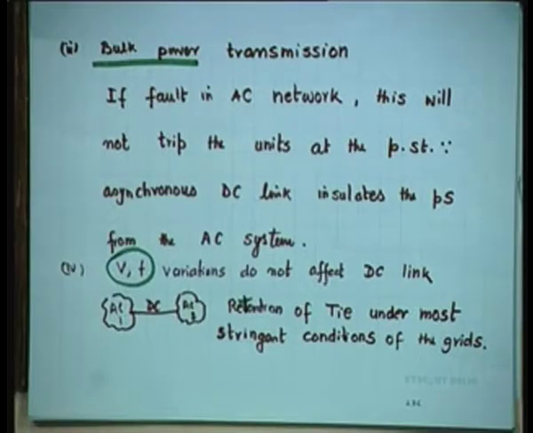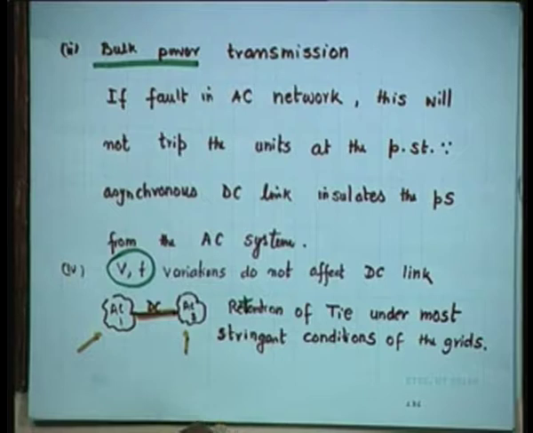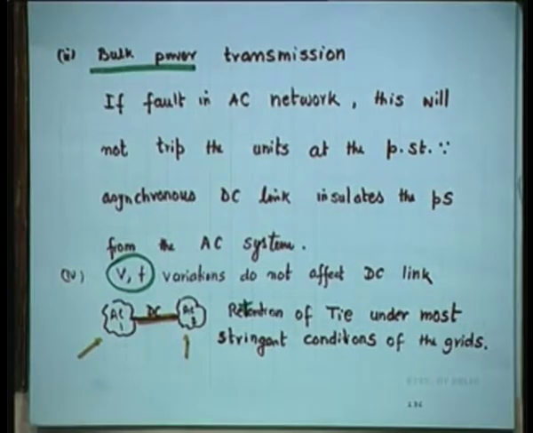Another advantage is, if a fault is there in the AC network, this will not trip the units at the power station, because an asynchronous DC link insulates the power system from the AC system. So, it acts as something which will avoid the fault from spreading. Had it been an AC link, the fault would have affected this as well. Again, voltage and frequency variations in neighboring AC systems have absolutely no effect whatsoever on this DC link. It is immune, and this is what is shown in this figure: AC1 and AC2, and this is the DC link. So, this DC link has no impact of anything wrong in AC1 or anything wrong in AC2. Retention of a tie under the most stringent conditions of the grids is possible only if the tie is HVDC, not HVAC.